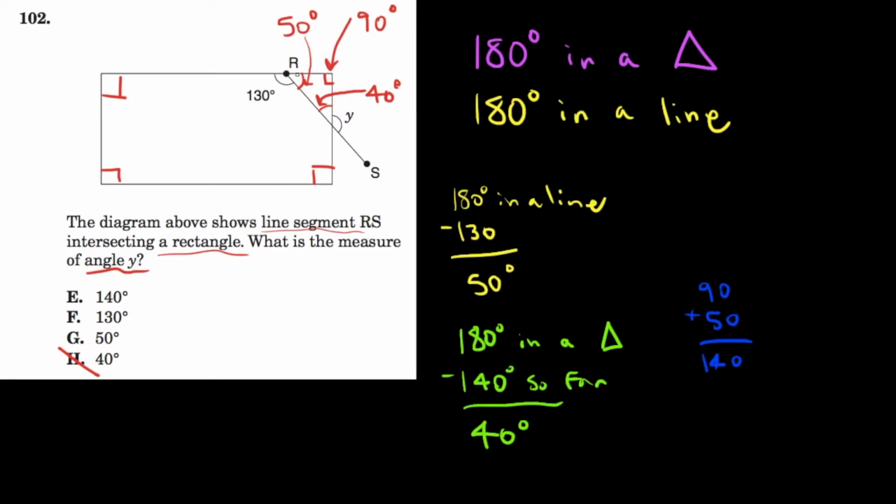Y is not 40, but it does relate to this angle right next to it. It forms a straight line. We were saying RS is a line segment, so that's a straight line, and it should add up with 40 to make 180. So again, there are 180 degrees in a line. 40 of them are already taken so far. And that leaves 140 degrees, and that's the value of Y.